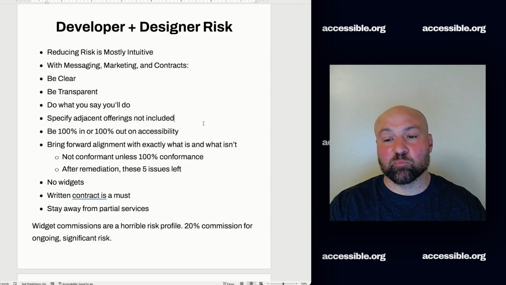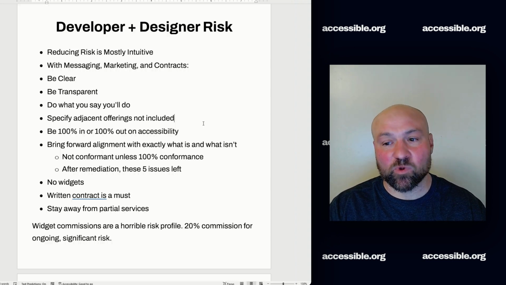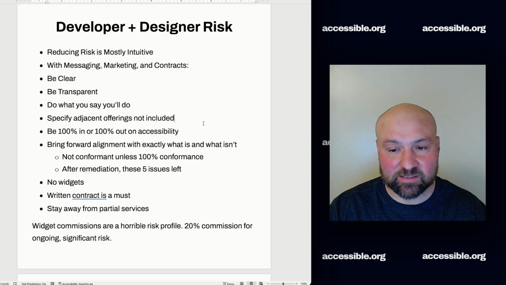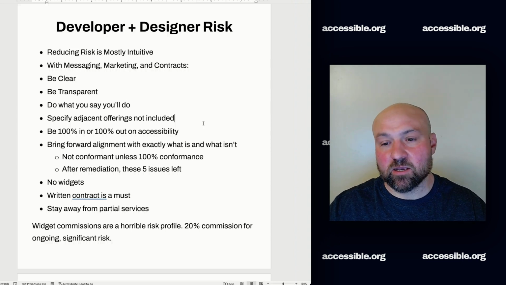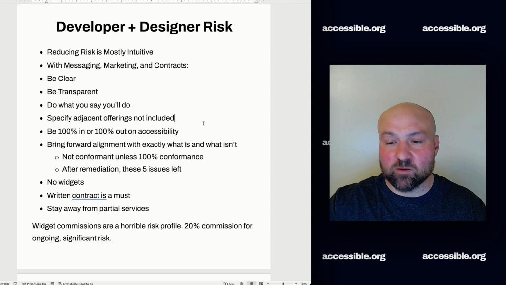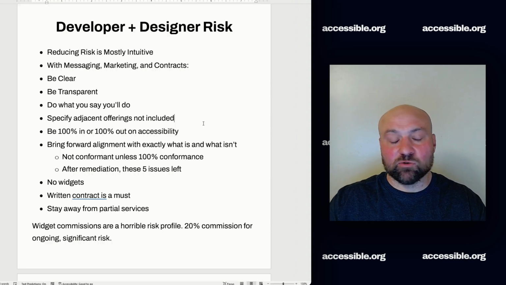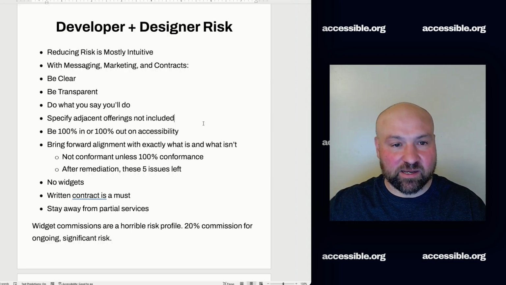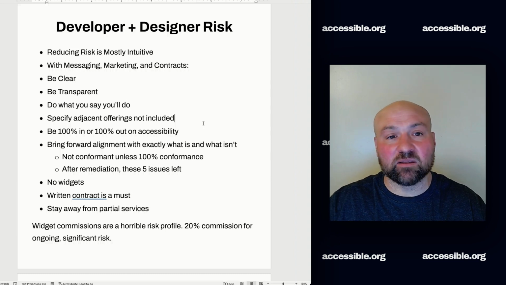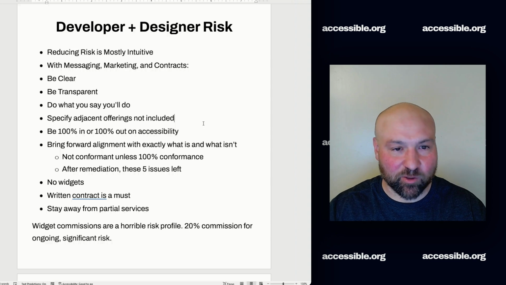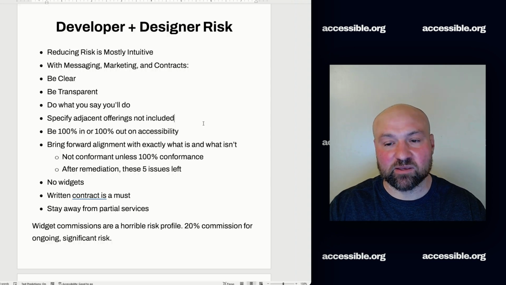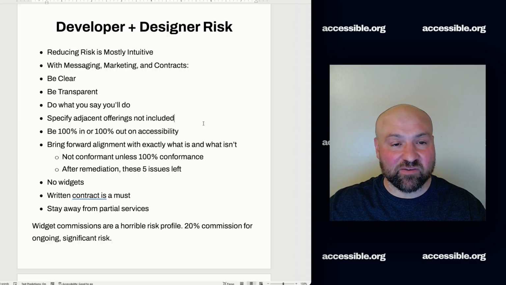So here on this next bullet point, I have bring forward alignment with exactly what is and what isn't. So let's say you are offering accessibility services. Let's say you are auditing, let's just go with the website. The website is not fully conformant, so you don't want to state that the website is conformant. You don't want to give the client any indication that it's conformant unless there is 100% conformance and you know that with certainty.